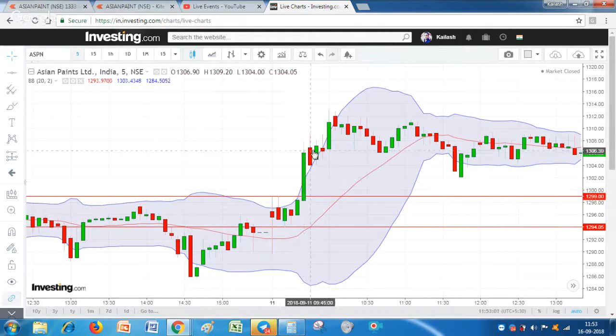From the 1300 level, it has gone to 1307, and then finally it has gone to 1312. Look at friends, it has given us exactly 12 rupees. It has given a jump of 1299 also, approximately 1300. The ideal target I told you is 1312, and it has given exactly 1312. So this is the best trade as per the risk reward ratio of 1:2. So friends, always play with a proper risk to reward.